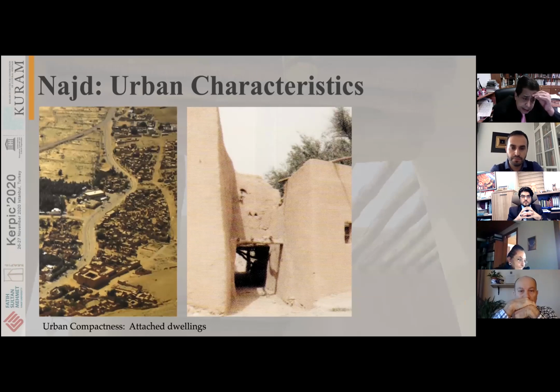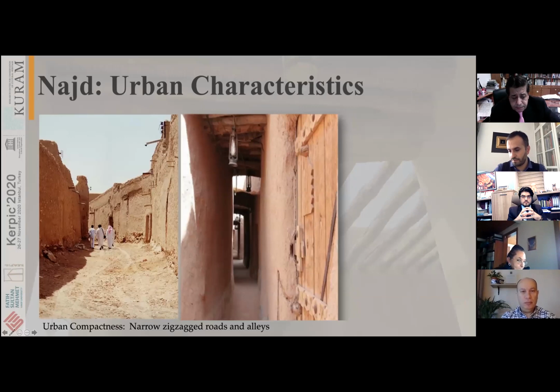Sometimes it is necessary to enhance or emphasize the coolness and the shading. This is achieved by the sabbats that are scattered throughout the settlements of Najd. Narrow zigzag roads and alleys bring shading and coolness to the space and make it easier for people to maneuver from one point to another inside the settlement.